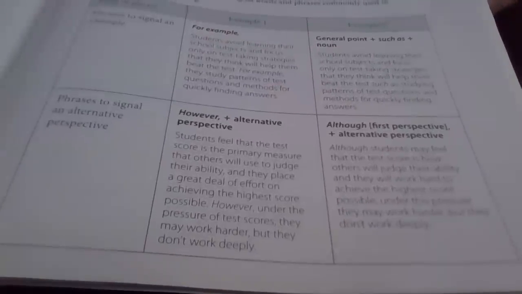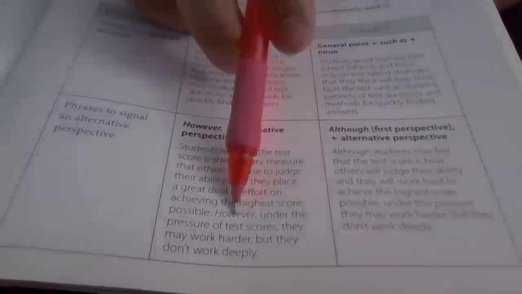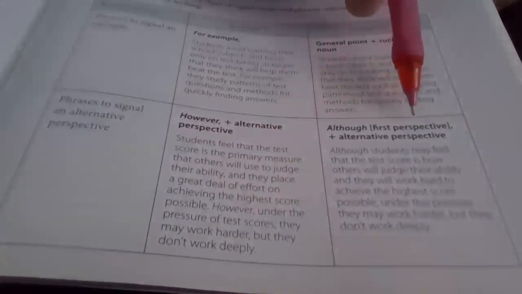Phrases to signal an alternative perspective, so showing contrast. However, comma, new sentence. So you can see that right here, right? However, comma, new sentence. Although, blah, blah, blah, comma, rest of the sentence.